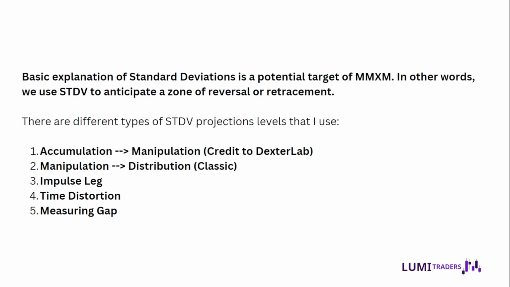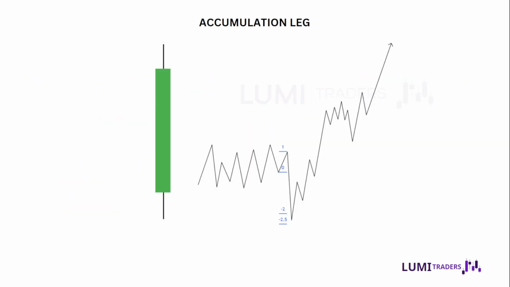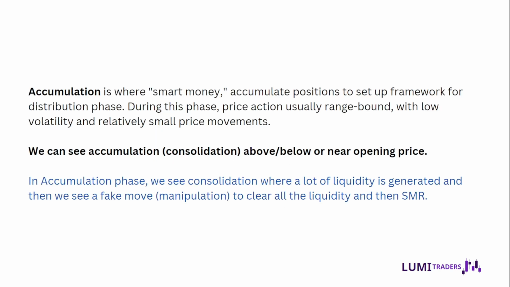So let's start with accumulation leg. That's a pretty interesting projection, so I don't use this often, but that's good to know, where we can anticipate potential smart money reversal. Okay, let's refresh in our memory what is accumulation. Accumulation is where smart money accumulates position to set up framework for distribution phase.